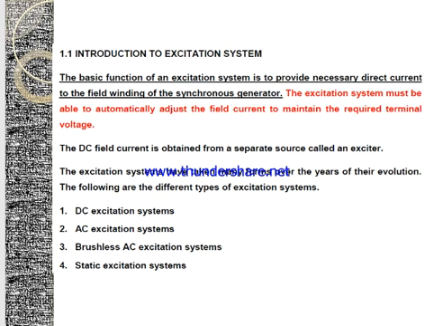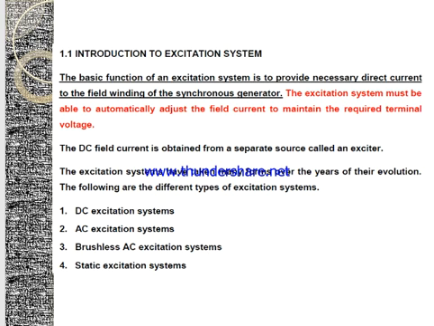The basic function of an excitation system is to provide the necessary DC current to the field winding of a synchronous generator or an alternator. The excitation system must be able to automatically adjust the field current in order to maintain the required terminal voltage. The DC field current is obtained from a separate source that is called an exciter.